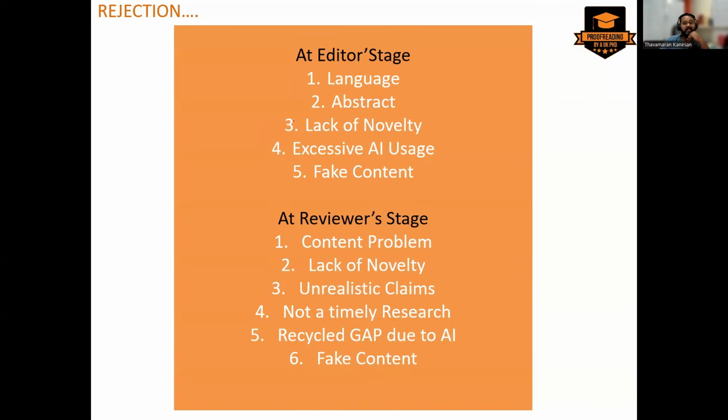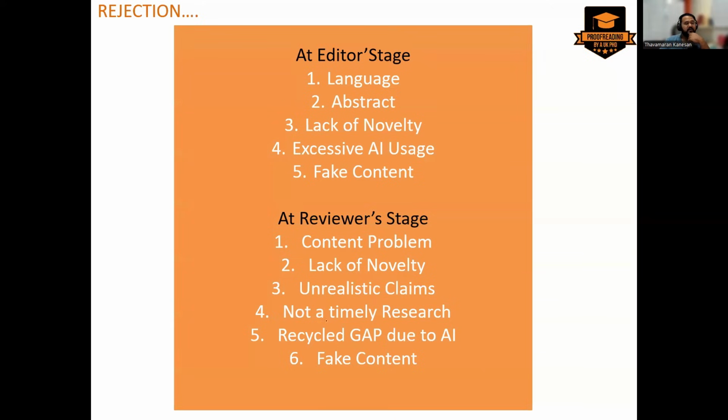Okay. These are the main reasons. Language. Okay. Abstract, not written properly. Lack of novelty, excessive AI usage, and fake content. This is what I'm seeing more nowadays, frequently. At the editor stage, this is what we see. At the reviewer stage, usually it is a content problem: lack of novelty, unrealistic claims, which is also due to AI.